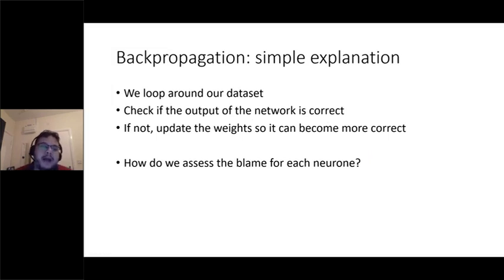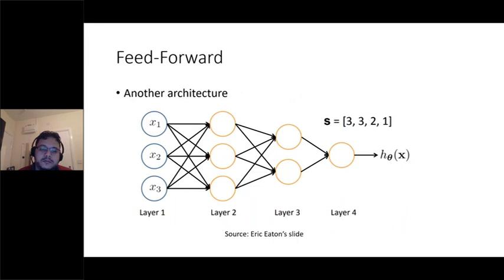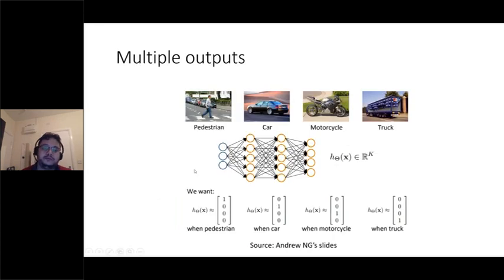Now with backpropagation, let's start with a very simple explanation. Forget about gradient descent for now. When we have a neural network like this one, or this one, we fire, which means we do a forward pass. We fire the data and we get some results here.